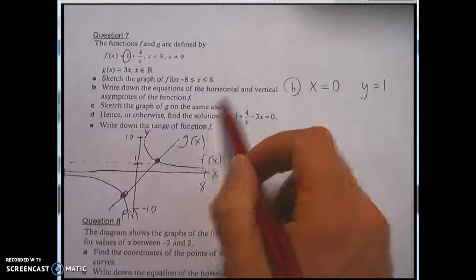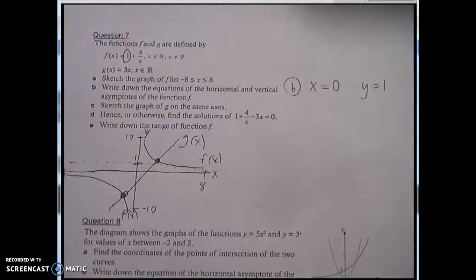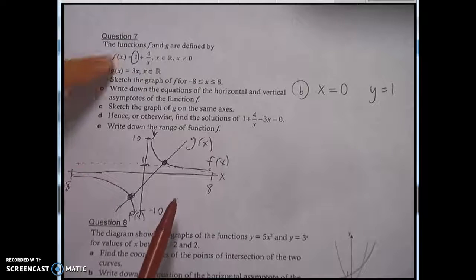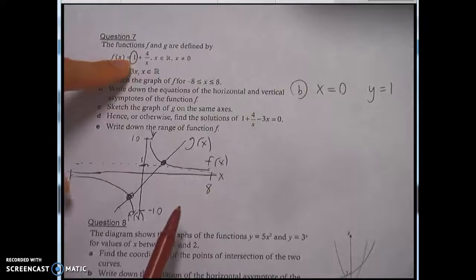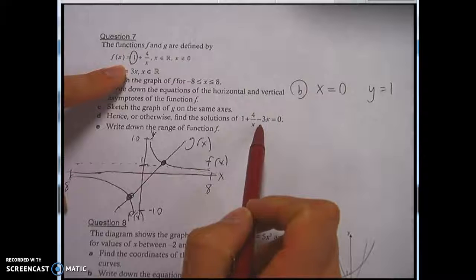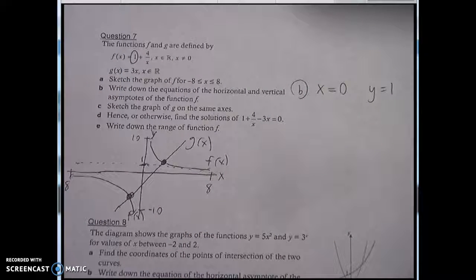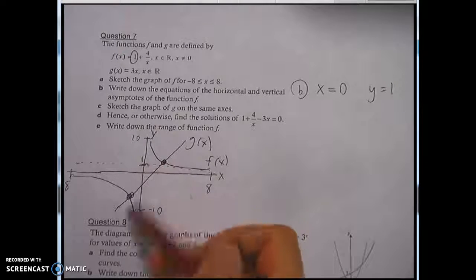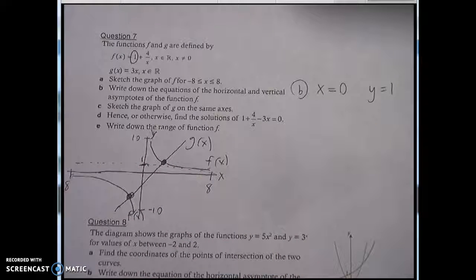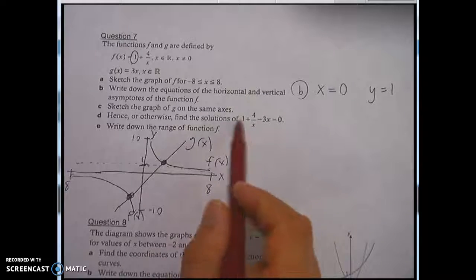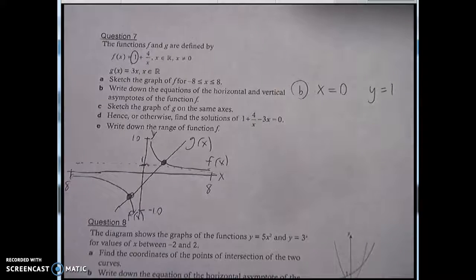Sketch the graph of g on the same axes. I already did that. Hence, or otherwise, find the solutions of 1 plus 4 over x minus 3x equals 0. So what's happening here? They set these two equations equal to each other and then just subtract 3x over to the other side. So this is just a really funny way of asking, hey, these two functions cross twice. What are the coordinates where they cross? Not the coordinates, because it says find the solution, so really we just need the x values.